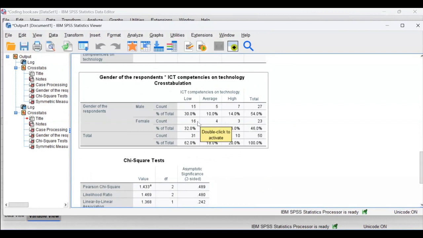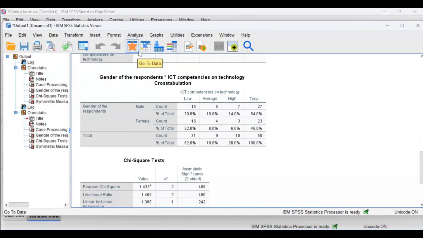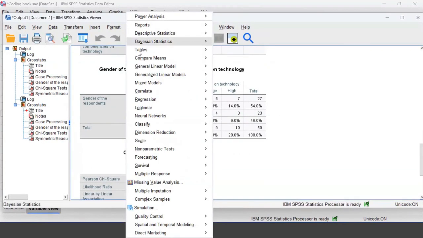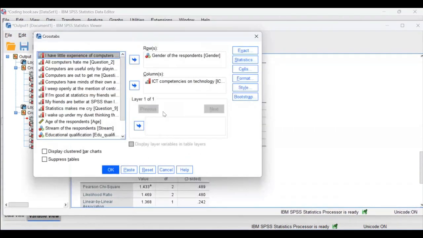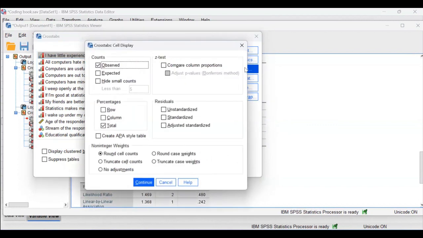Can you repeat the steps for calculating the percentage? Go to analyze, descriptive statistics, cross tabs. Here we have cells. In the middle of this dialog box, we have percentages. Just click on total percentages. If you want to check it row wise, column wise, you can also check it out. But just one is sufficient to understand differences among the different groups. Click on total percentages. Continue.